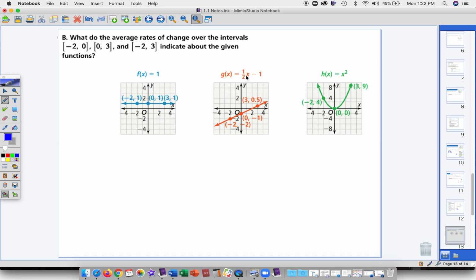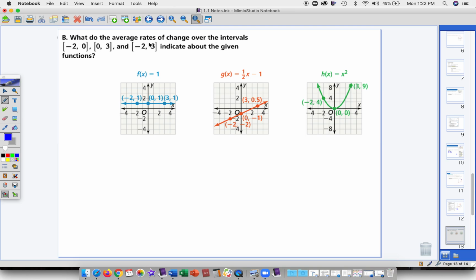Next, we have g of x equal to 1/2 x minus 1. So we get this graph of a line. Right? So this is a linear function. And lastly, we have h of x equal to x squared, which gives us the graph of this parabola.